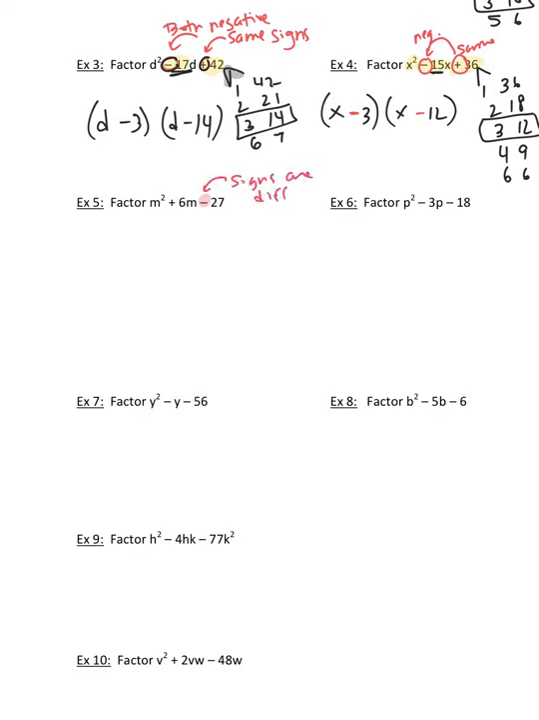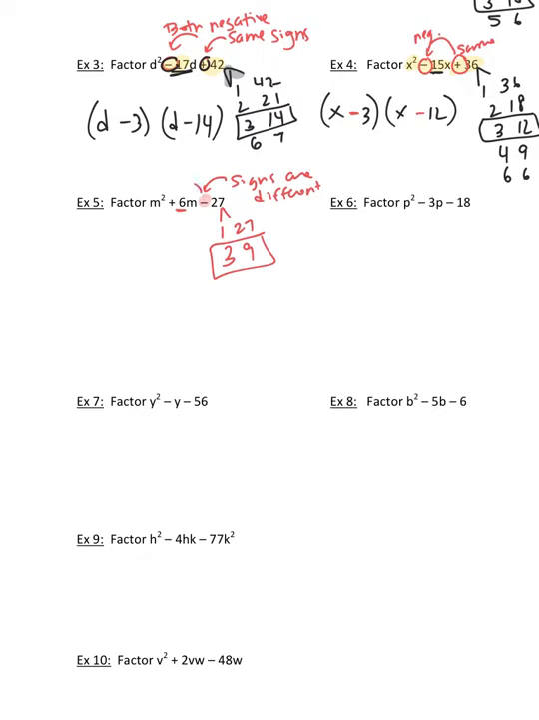When the signs are different, remember, like with integers, if you're adding like negative 3 plus 5, you're not really adding them, you're actually subtracting them. So when you go through your factors of 27, 1 times 27 is 27, 3 times 9 is 27, you're not looking for numbers that add to 6, you're looking for numbers that technically subtract to 6. So 9 minus 3 is 6.